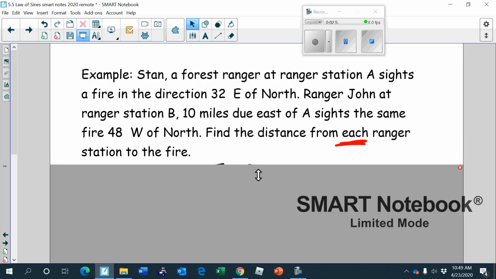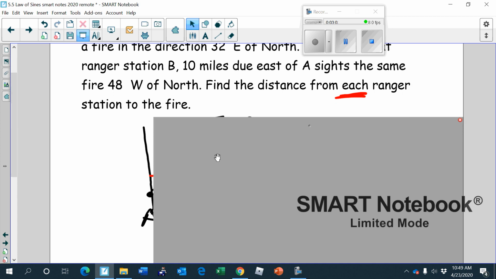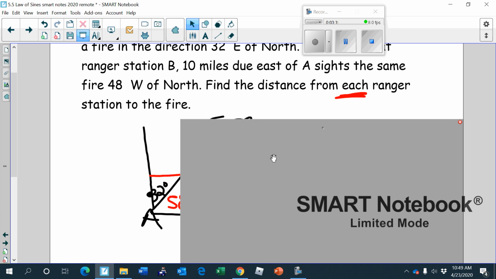So it says this forest ranger at ranger station A sights a fire in the direction that is 32 degrees east of north. Okay, so let's think about what that means. I wrote that here. It's 32 degrees east of north. So that just means this piece here is 32 degrees. Similar to the other side, it says ranger station B is 10 miles due east of A. Sights the same fire, 48 degrees west of north, okay?